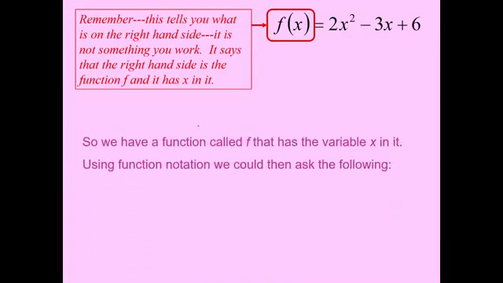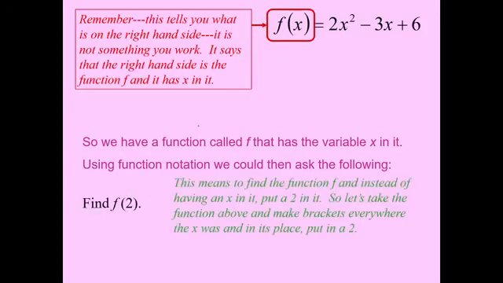So we have a function called f that has the variable x in it. Using function notation, we could then ask the following: find f of 2. This means to find the function f, and instead of having an x in it, we put 2. So instead of having an x, we put the number 2 here, and we will be finding the value of the function when x is equal to 2. So the value of x here is simply equal to 2.